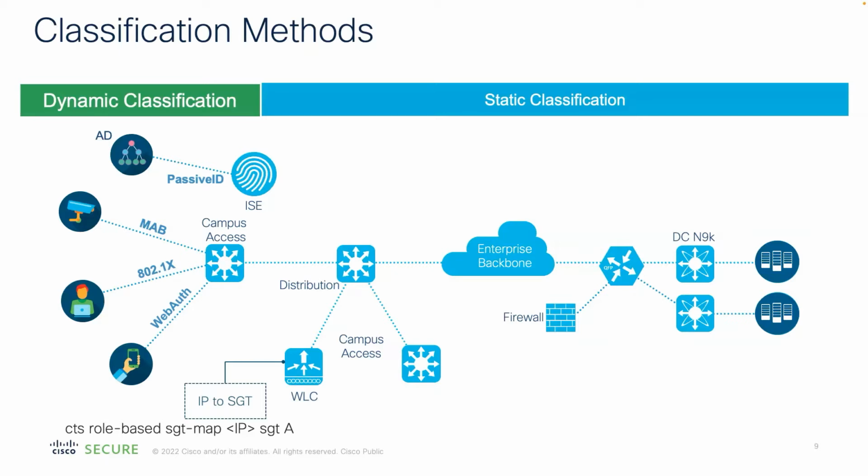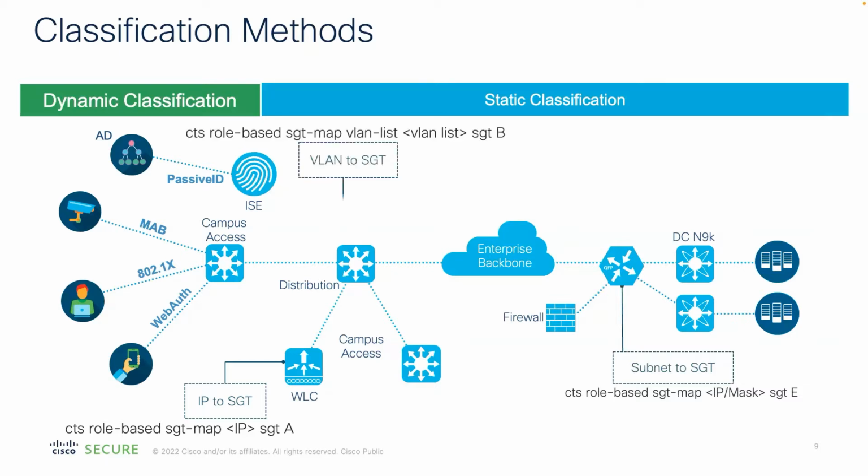So you take the IP address and you statically classify those IP addresses into a group. This is IP to SGT mapping. If all the devices on a subnet are going to be assigned into a group, then you can do a subnet to SGT classification. That's another way of doing it. At the top there's a VLAN to SGT classification. This is another static method.